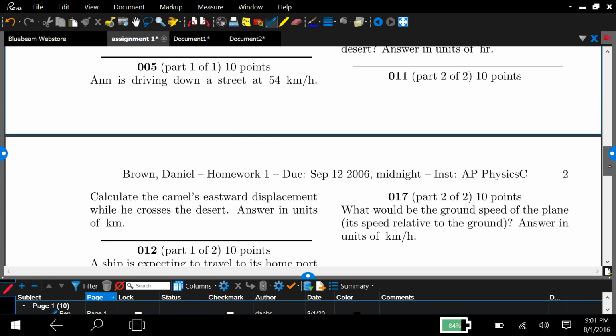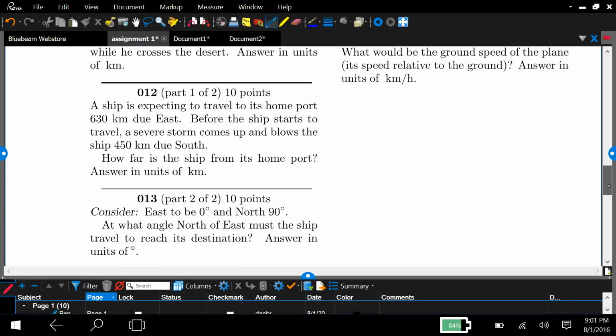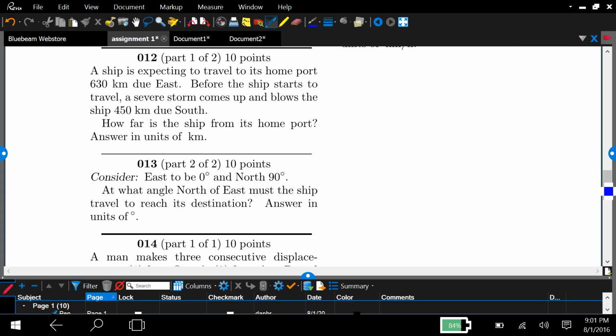Okay, number 10 is very similar, and 11. Number 12 and 13 is again very similar with a triangle. Okay, so we have some sort of a length where you are already east of your port.